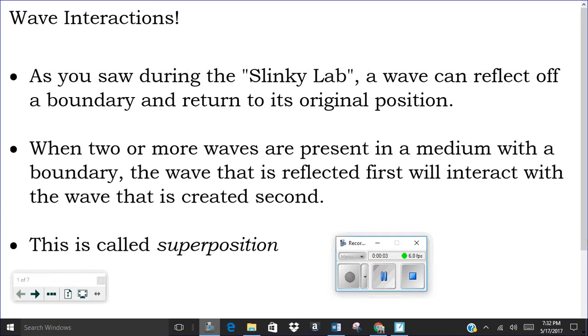Wave interactions. So at the end of the Slinky lab, you were playing with sending two or more pulses down the length of the Slinky to see what happens. When you have a pulse that creates a wave that travels down a medium, and that wave reflects off a boundary at the other end, and then interacts with another wave in the same medium, we say that those two waves are in superposition with each other, meaning both those waves have interacted with each other either positively or negatively, constructively or destructively.